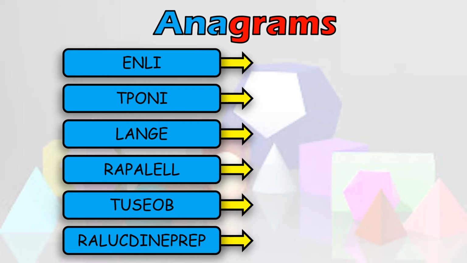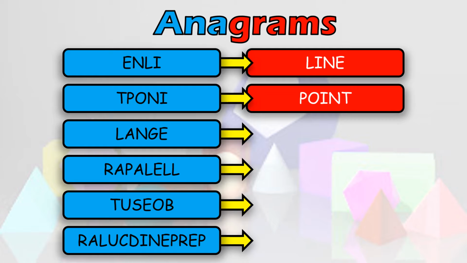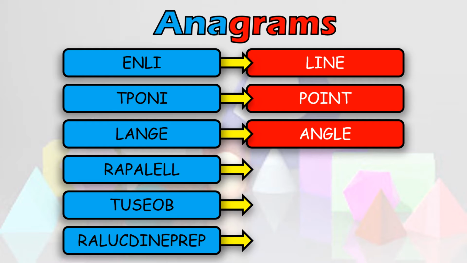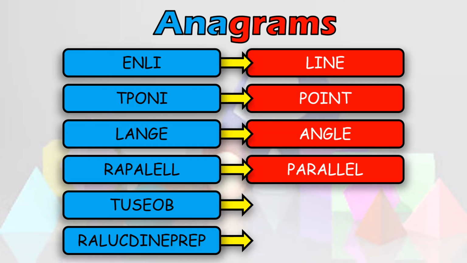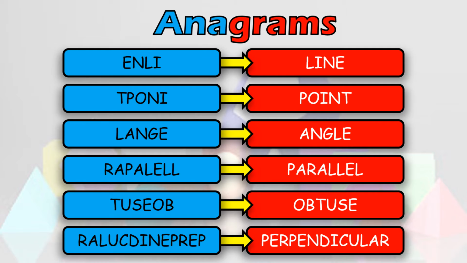So let us have some words. The first word is line. The second word is point. The third word is angle. The fourth is parallel. The fifth is obtuse. Then the last one is perpendicular.